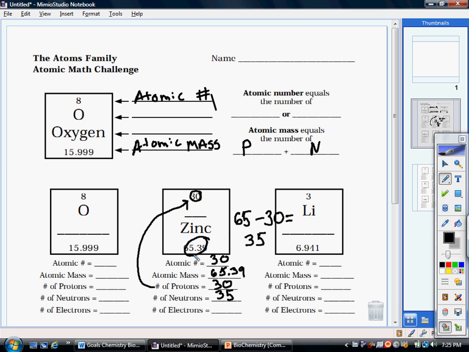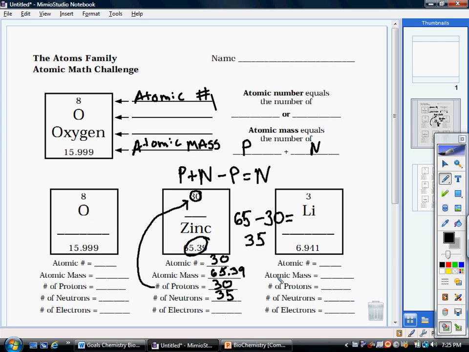To review real quickly, I rounded 65.39 to the nearest whole number, which is 65, and I subtracted the number of protons from it. So for you math people, the atomic mass is the number of protons plus neutrons, and if I subtract the number of protons, what I get is the number of neutrons. And then for the number of electrons, we assume the atom is electrically neutral, so the number of electrons is always the same as the number of protons.